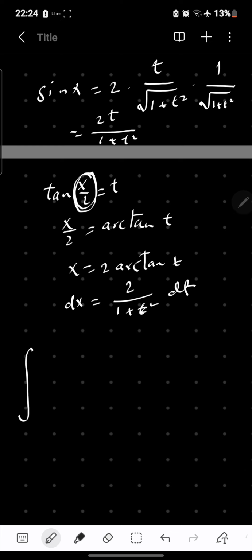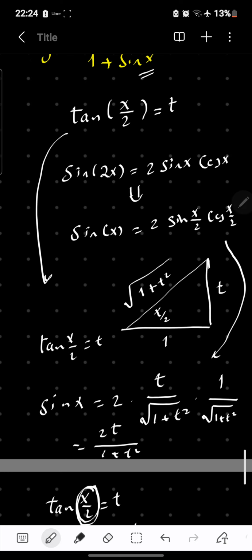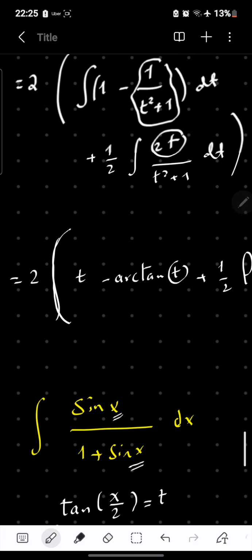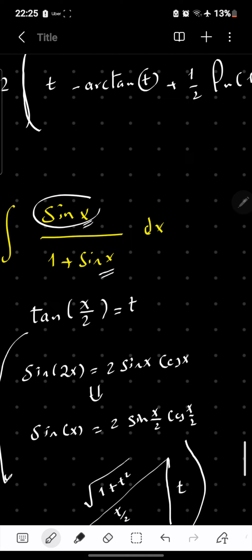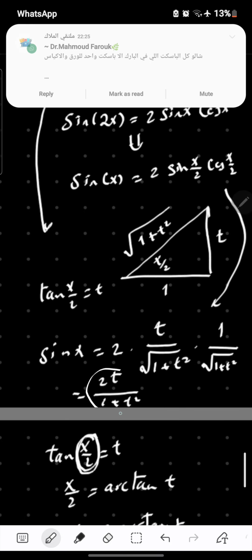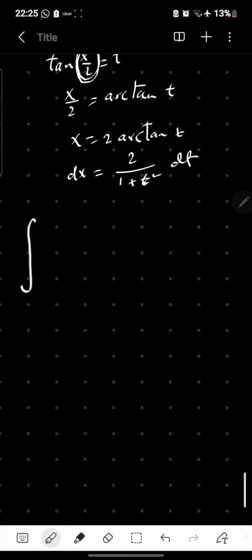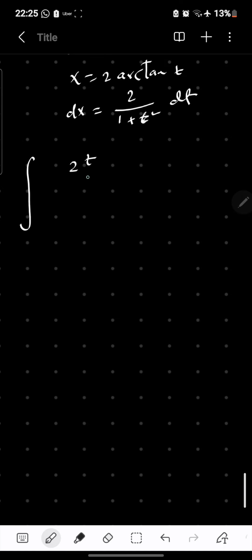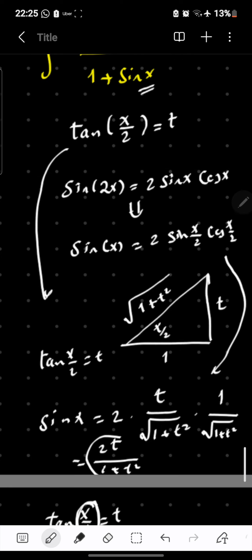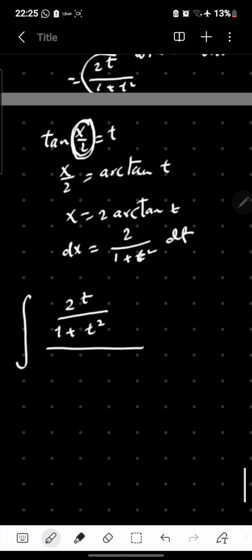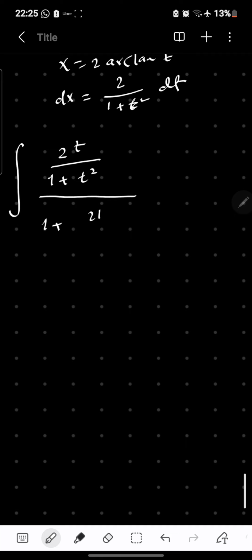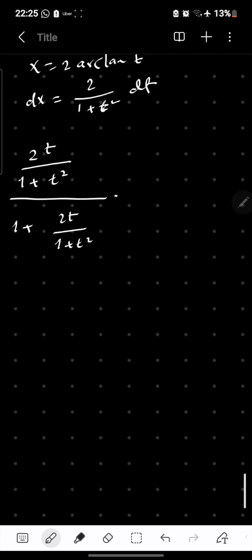Now finally our integral will be in this form. If we go back to the substitution, the original integral, sine x will be 2t over 1 plus t squared. And down we have 1 plus sine x, which means 1 plus 2t over 1 plus t squared, times dx, which is 2 over 1 plus t squared dt.